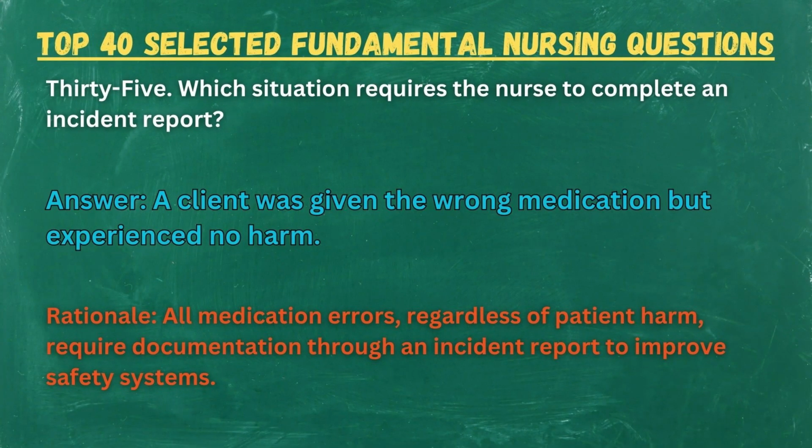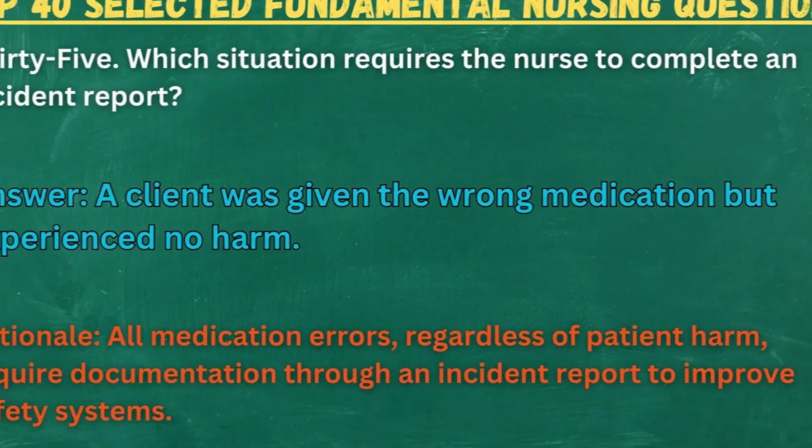35. Which situation requires the nurse to complete an incident report? Answer: A client was given the wrong medication but experienced no harm. Rationale: All medication errors, regardless of patient harm, require documentation through an incident report to improve safety systems.